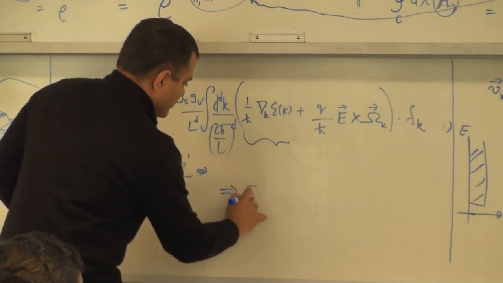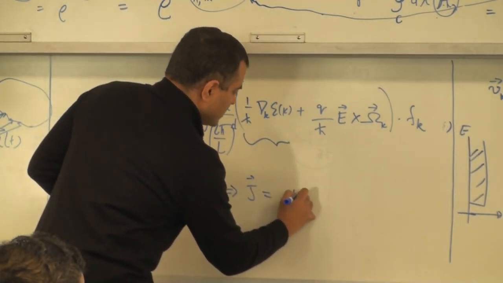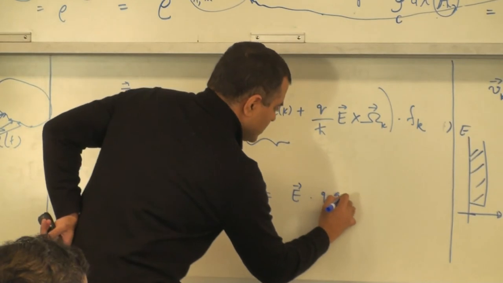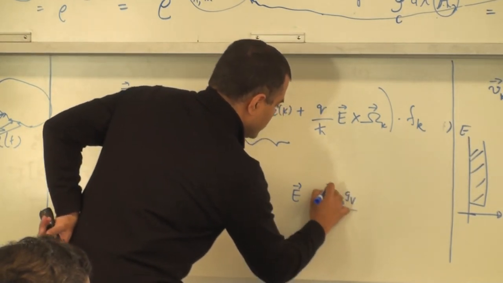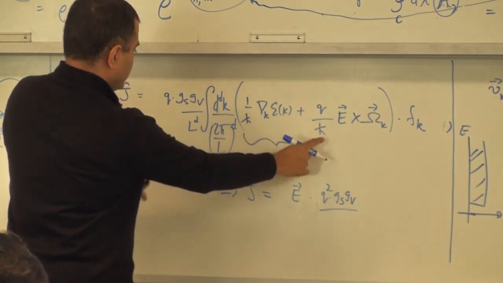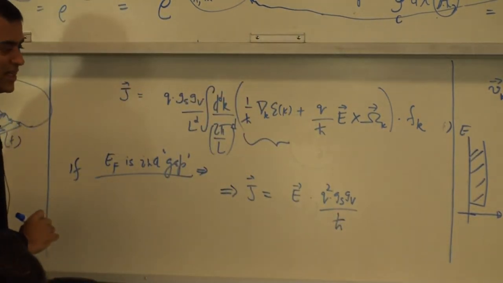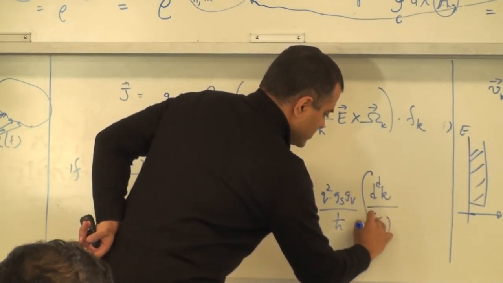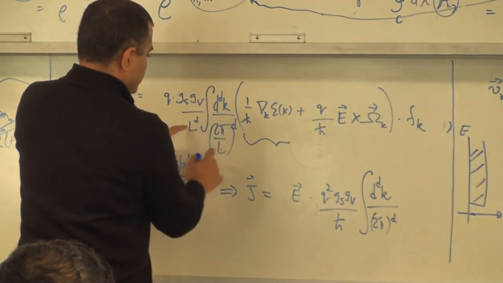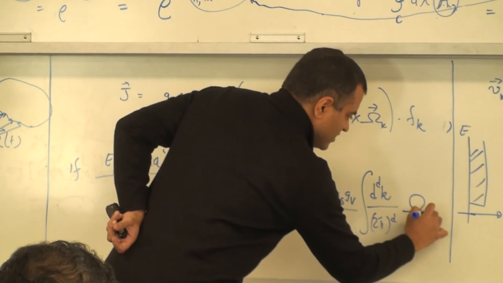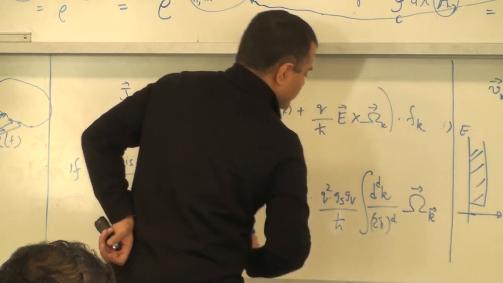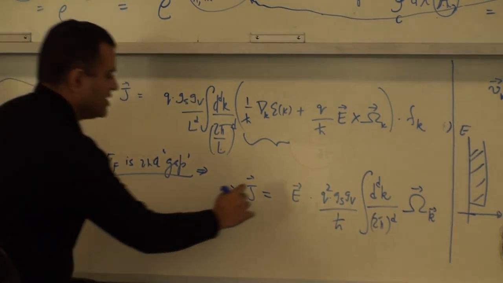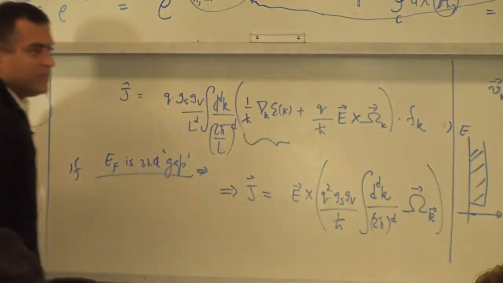So now your current becomes equal to, you can pull the E out completely of this integral. Then you get Q times GS, GV, so Q times Q, which is Q squared, and an h bar, Planck's constant, in the denominator. What you get here is an integral over all k space, to the power d. Your L to the power d also cancels. And what you get is an integral of the Berry flux over the entire k space. Do you see that? That's all you get. E cross this whole thing.